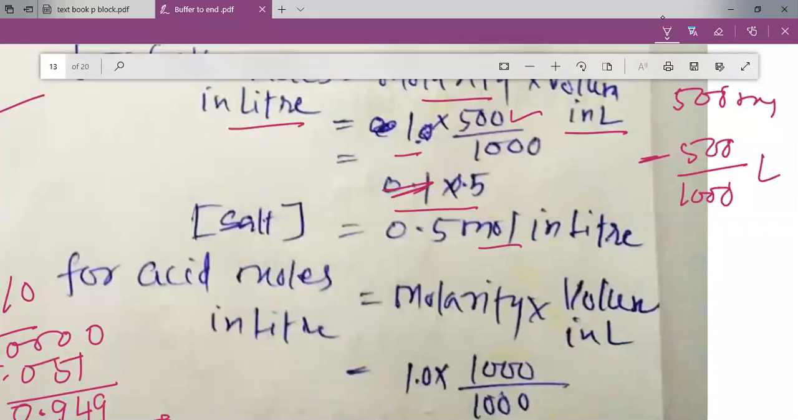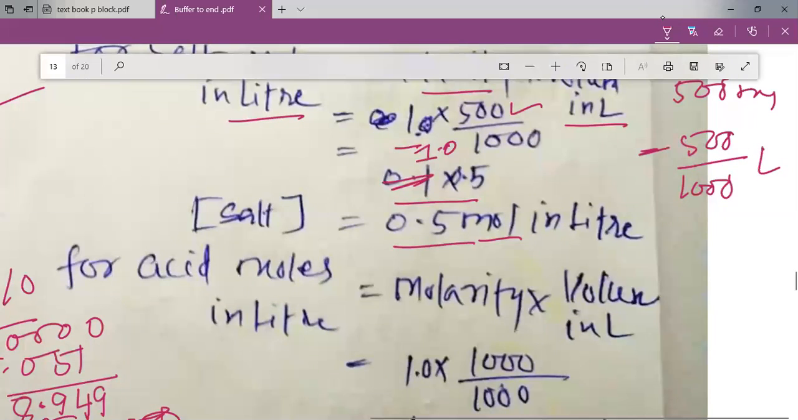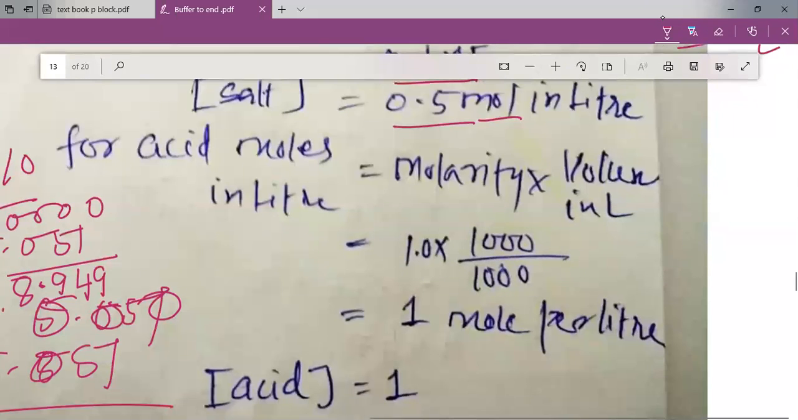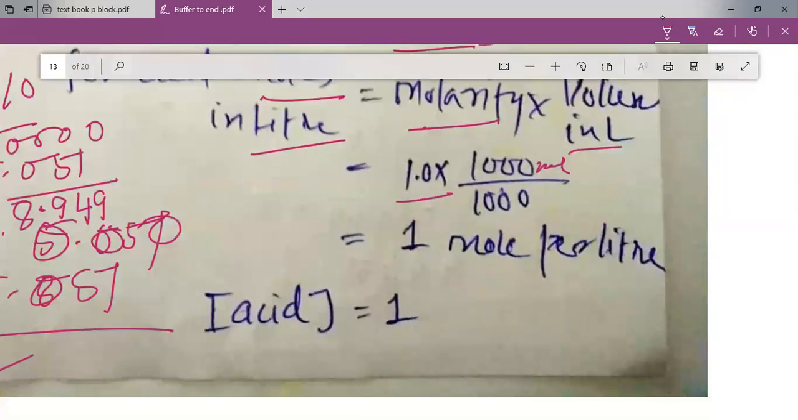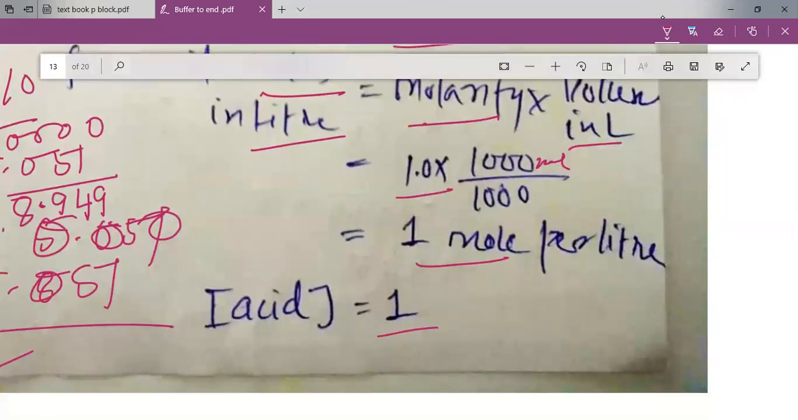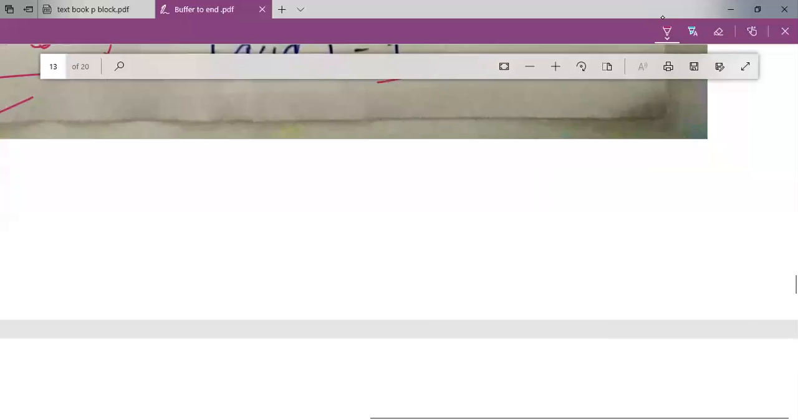This is 1.0 because molarity is given. So 1 multiplied by 0.5 is equal to 0.5 mole per liter. Now for acid, moles per liter is equal to molarity multiplied by volume in liter. Molarity is 1.0, volume in liter is 1000 ml divided by 1000, that is 1. So we have the concentration of acid is equal to 1 mole per liter.